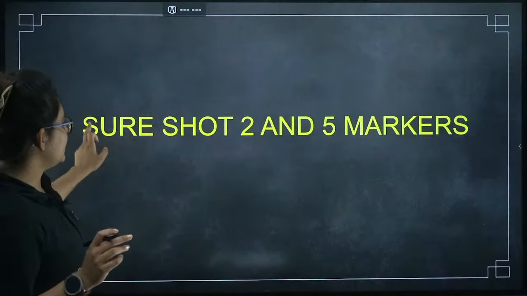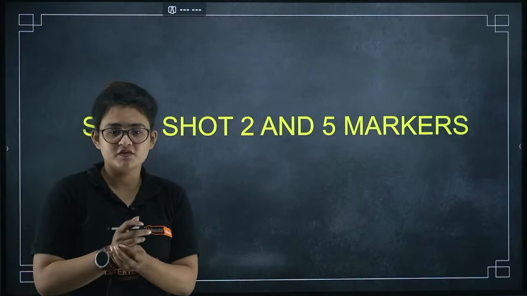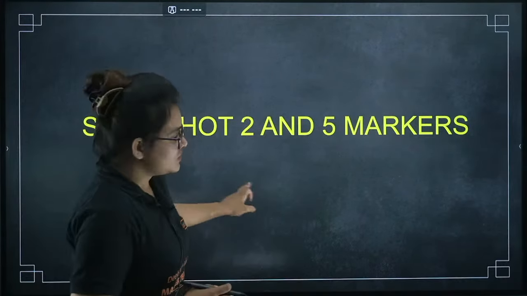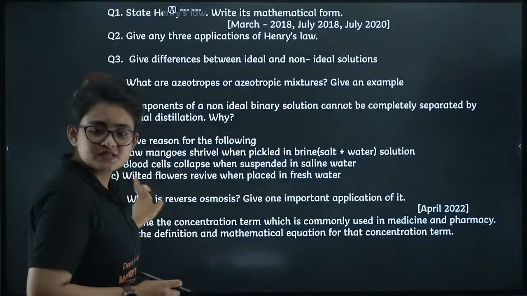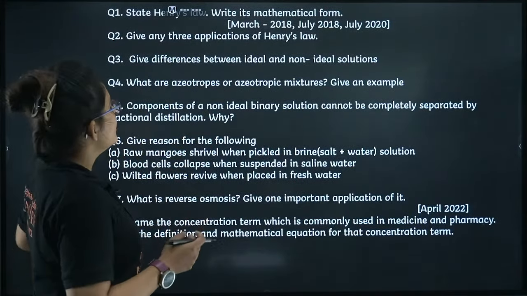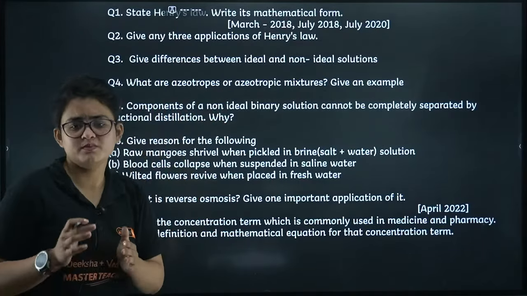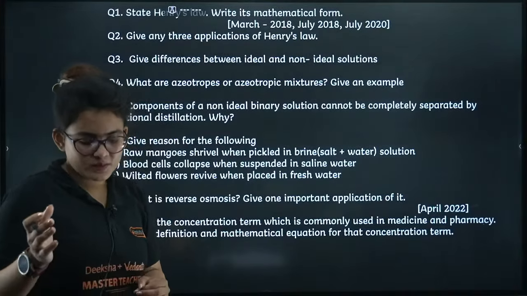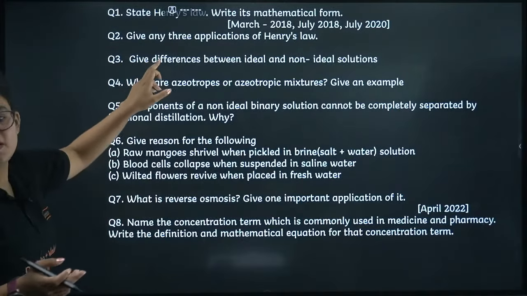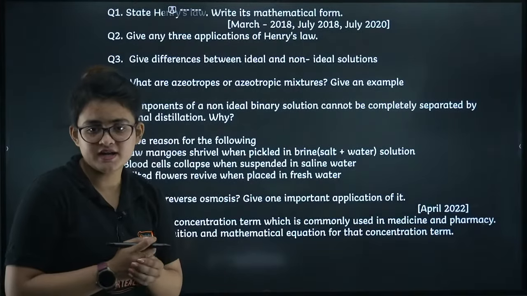Let's proceed further. Here you can see a little bit most important short questions from where you can really get common questions in your upcoming examination. First we will proceed with the solution chapter. These are the list of questions. Among them, first is Henry's law, the mathematical form of Henry's law. It's going to be very important because it is also there in the model paper. Application of Henry's law, 3 applications are there. You can expect a 2 marker or 3 marker question out of it.